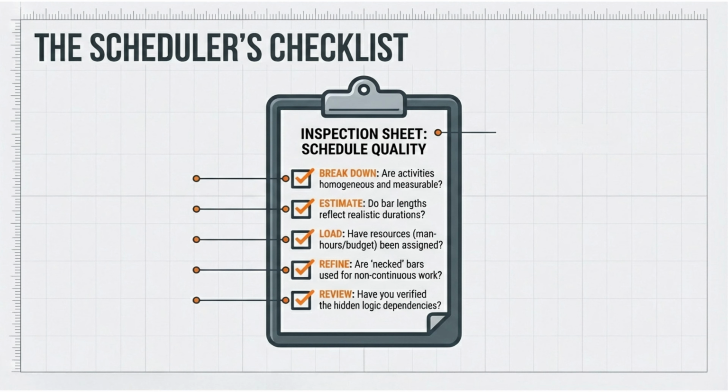5. Review. Have you identified and verified the hidden logic dependencies? Do you know why each bar starts when it starts? Are those reasons defensible? If you can answer yes to all 5, congratulations. You have a schedule. Not a chart, but a genuine management tool.